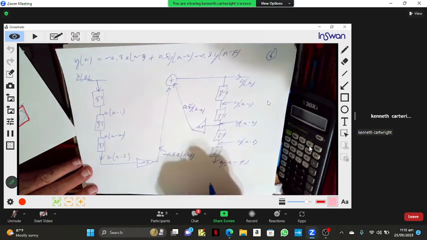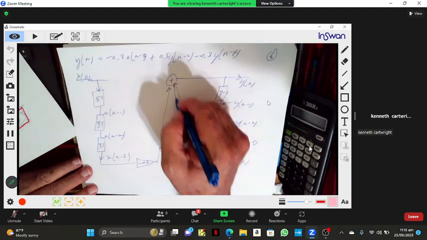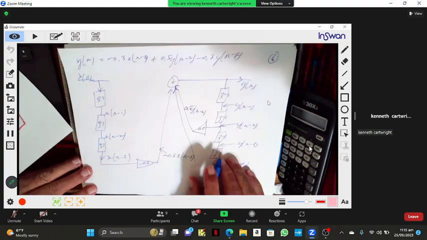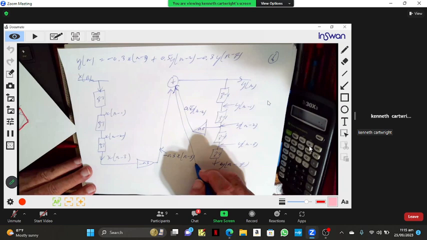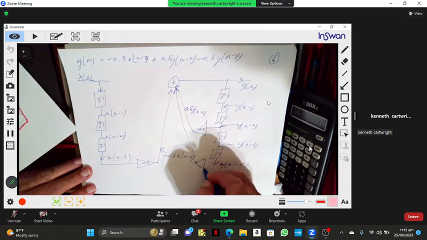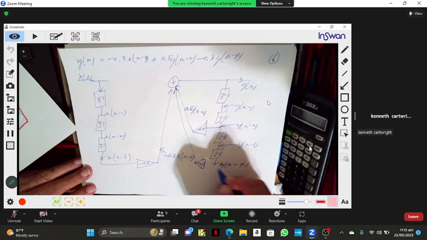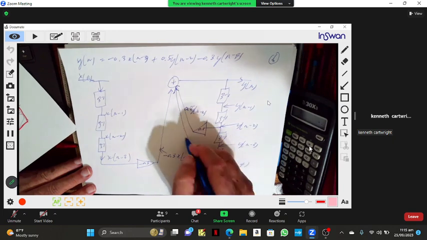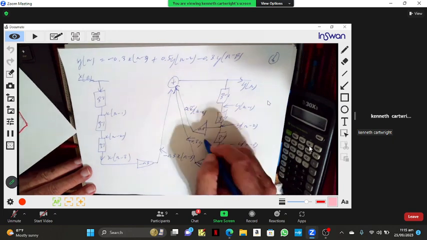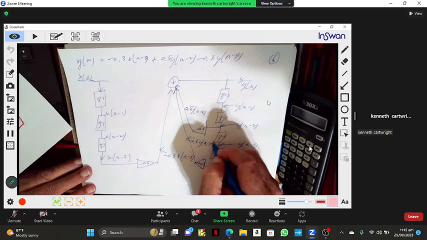And then the last one we need, the coefficient is negative 0.3. And this signal here is negative 0.3 times y of n minus 4. Any questions about that?